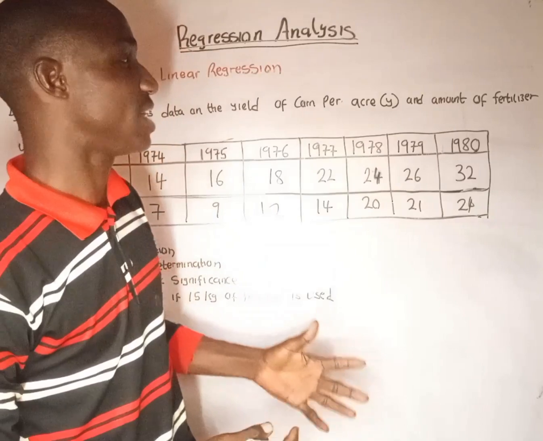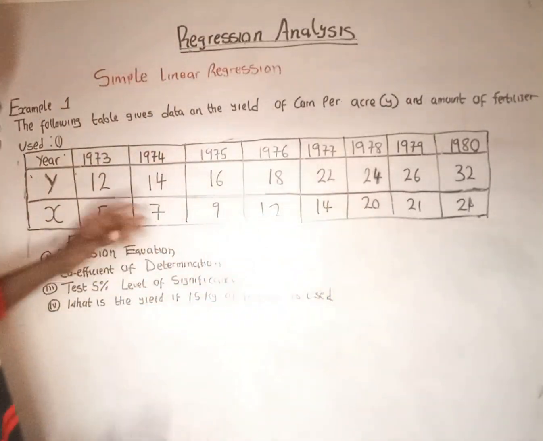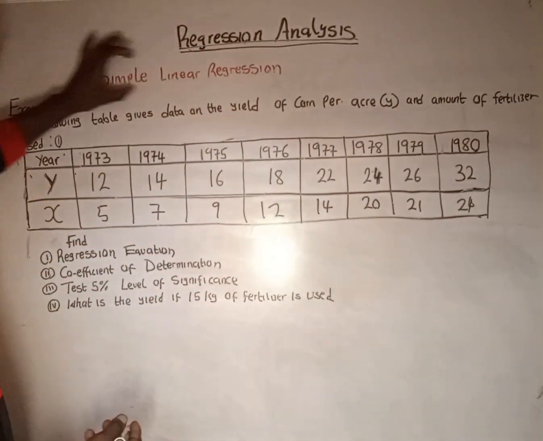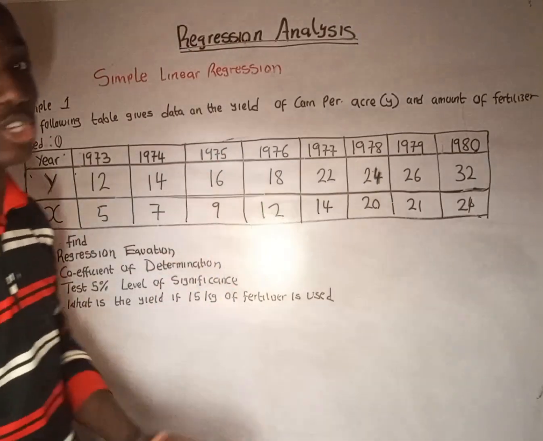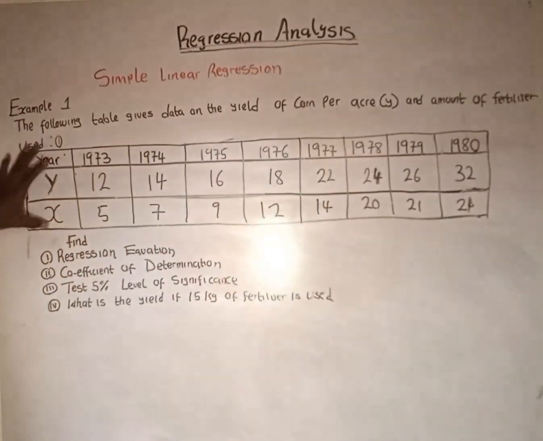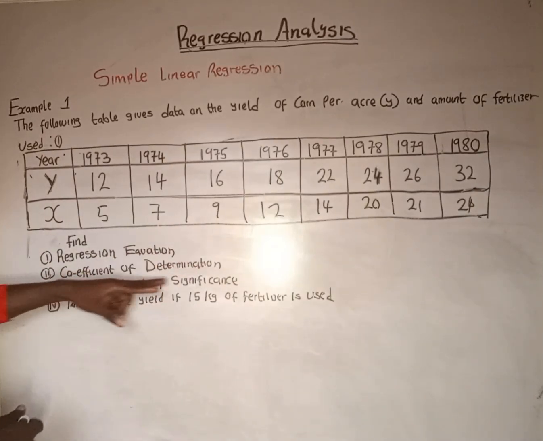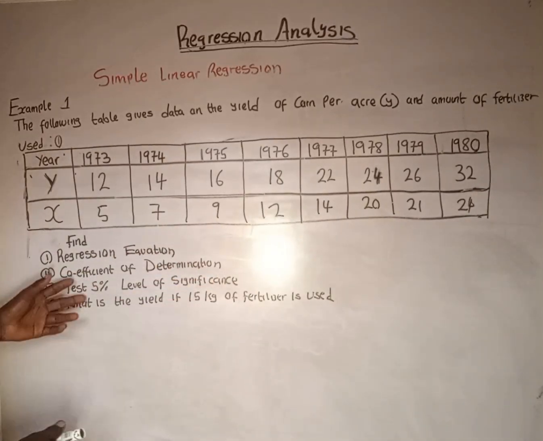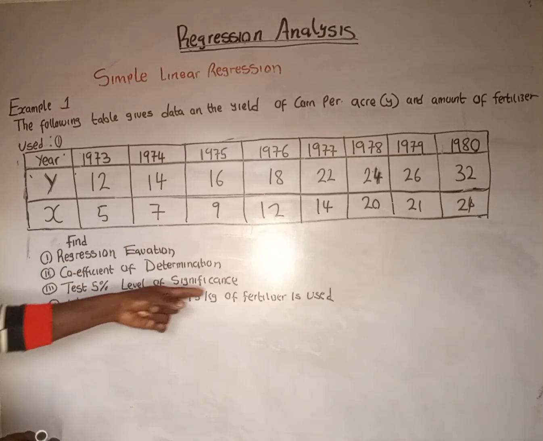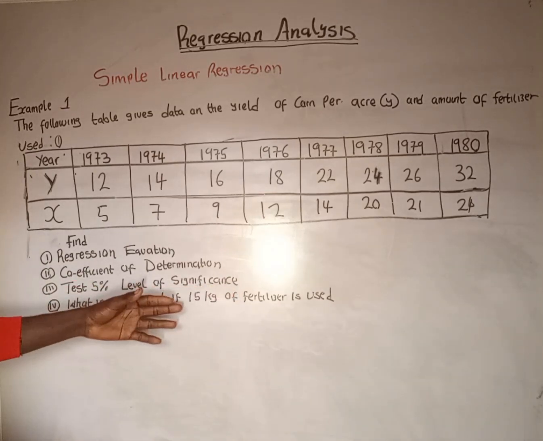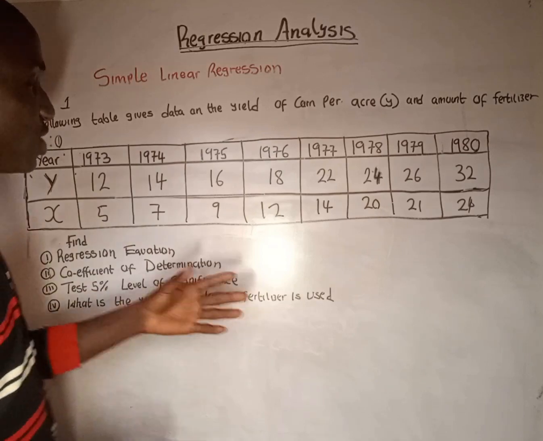This is the question that we are going to be solving on regression analysis. This typical question is a simple linear regression question. As you can see, they gave us the table, and we are told to estimate the regression equation, the coefficient of determination, and test at the 5% level of significance, and what is the yield if 15 kilograms of fertilizer is used.